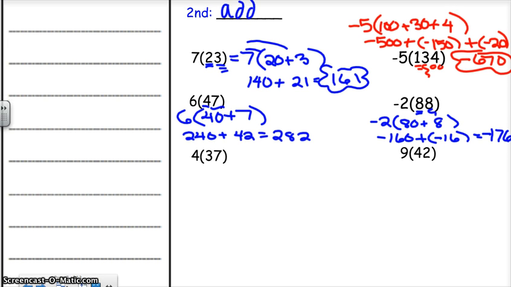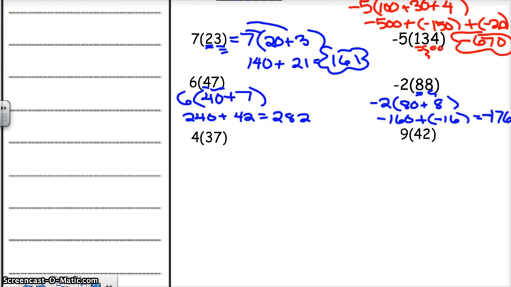4 times 37, breaking it up. This is 4 times 30, I have a 30 and I have a 7, plus 7. 120 plus 28, distributing the 4. 120 plus 28 is 148.